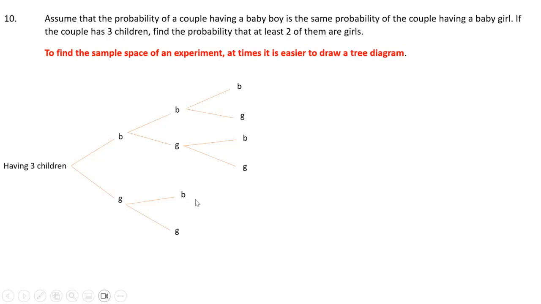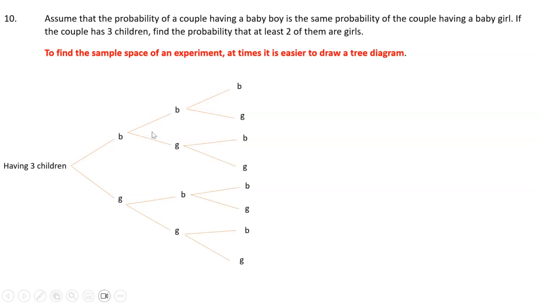If you had a girl and then a boy, then after that, you have another 2 choices, right? So it could be another boy or a girl. And lastly, if you had 2 girls, a girl on the first birth and a second girl on the second birth, then after that, you have another 2 choices, which can be a boy or a girl. So now, here's my sample space.